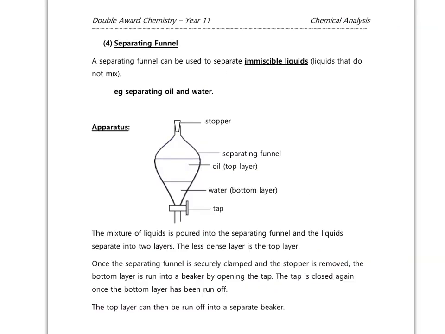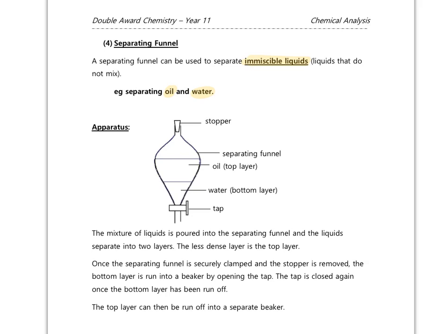The next separating technique that we're going to look at is a separating funnel. And a separating funnel can be used to separate two immiscible liquids. Immiscible means liquids that do not mix. So for example, we could use this to separate oil and water, because oil and water do not mix.